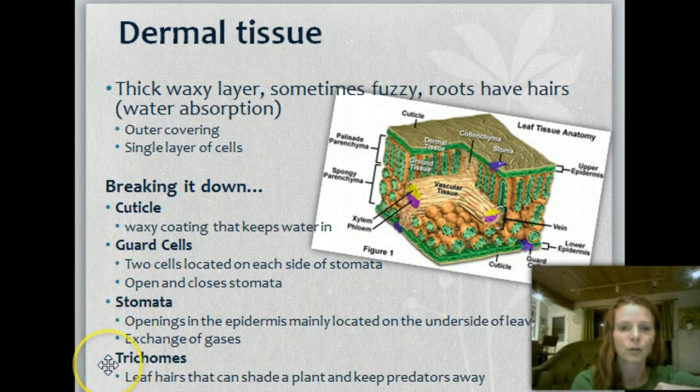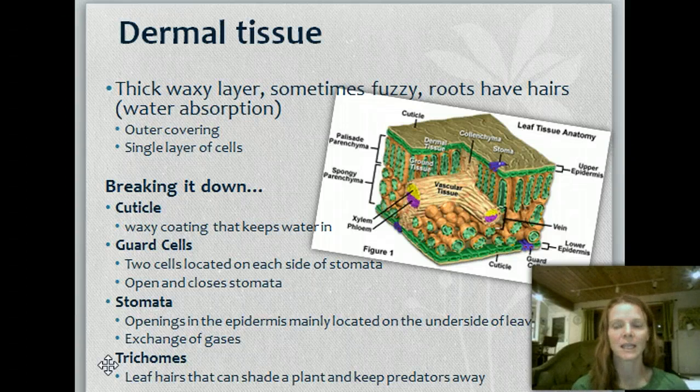Okay? And then you have trichomes, leaf hairs that can shade a plant and keep predators away. Those are little fuzzy projections off of the leaf that can actually keep a plant cool, believe it or not. And then some predators don't like to eat it, because can you imagine eating a big furry hairball? Yummy. So that's one of the main things for the trichomes.